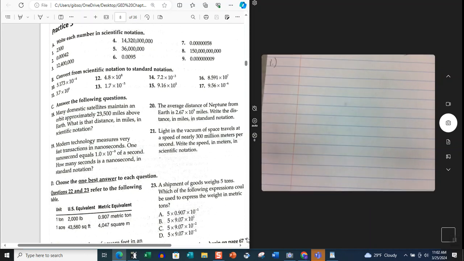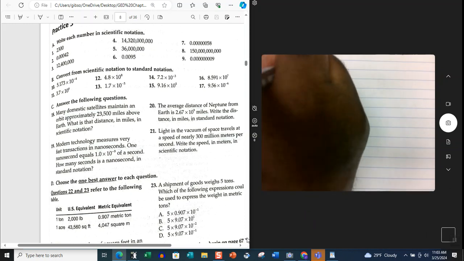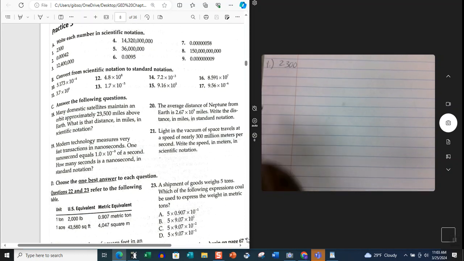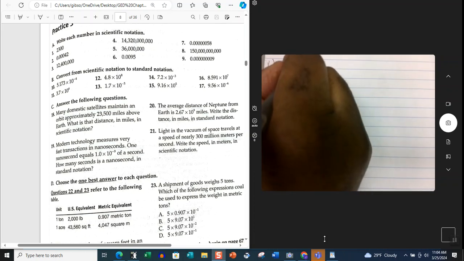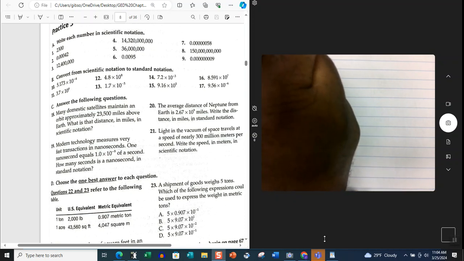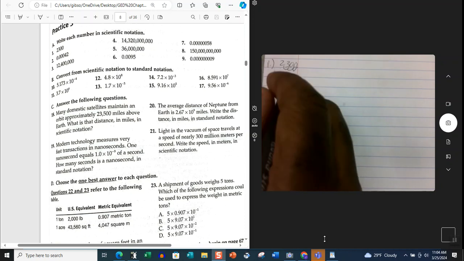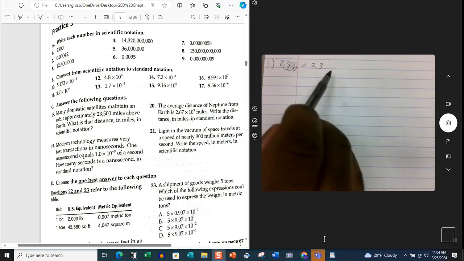So problem number 1, it says write each number in scientific notation. So we have 2300. This 2300 is considered to be in standard notation. Whenever you have a whole number in standard notation, you find the decimal, and after we designate our decimal, we have to move it to get that one digit in front of the decimal. That's 1 through 9. So we move 1, 2, 3. So we have 2. That 2 falls in the 1 through 9. So this is rewritten as 2.3. We don't have to write those excess zeros.